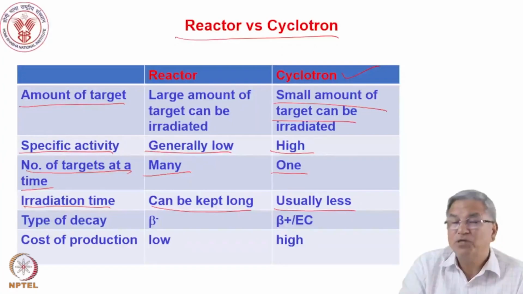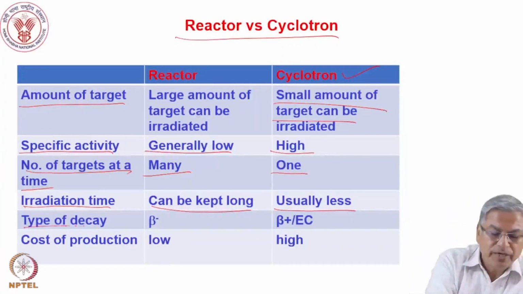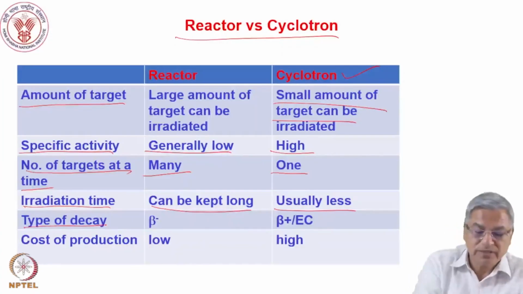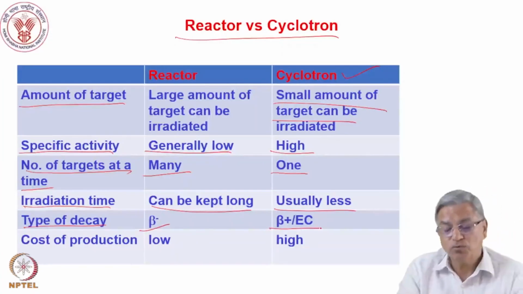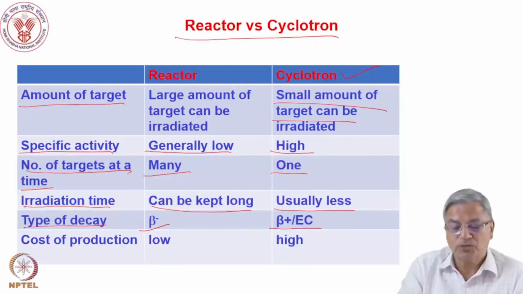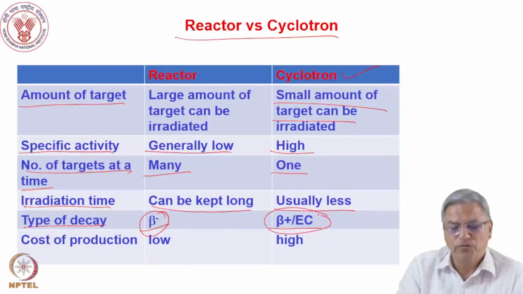And the beam time is very costly. Cyclotron operations are very costly. Type of decay of radioisotopes produced in reactors, mostly beta minus, but in the case of cyclotron produced radioisotopes, beta plus, electron capture. So they are neutron rich, they are neutron deficient. That is the only difference.